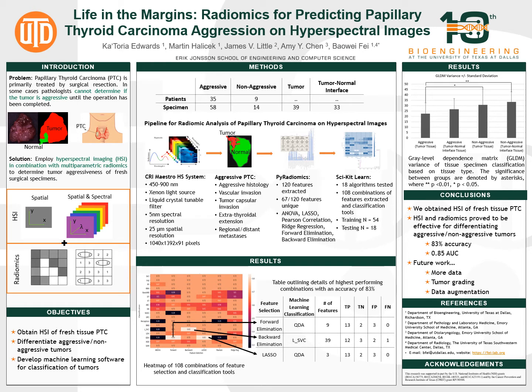Today we'll be learning about the powerful combination of imaging and machine learning. These two tools come together to help us understand life in the margins, or what aggressive papillary thyroid carcinoma looks like. Using this information, we can help reduce the recurrence of these tumors.